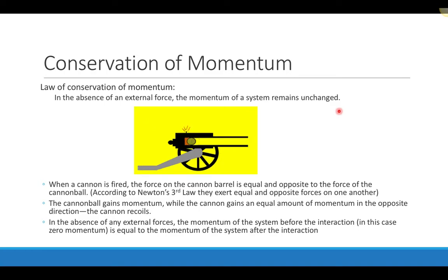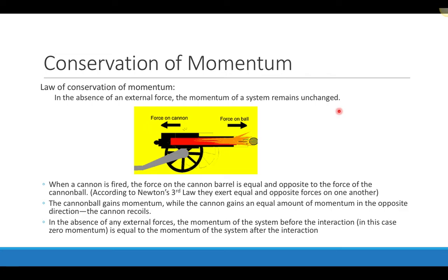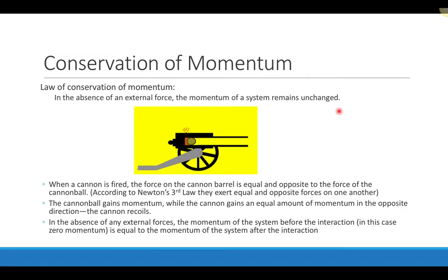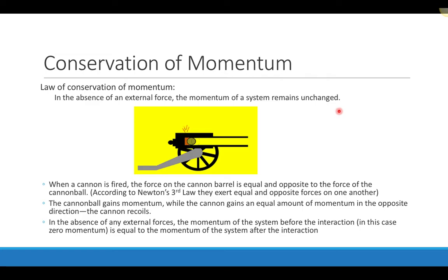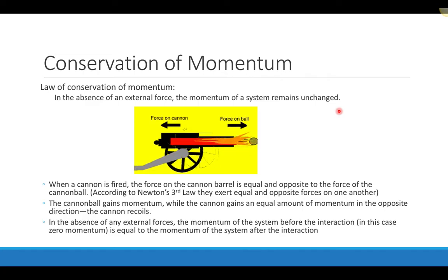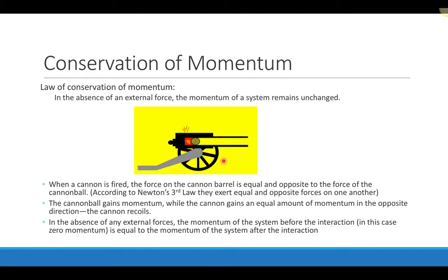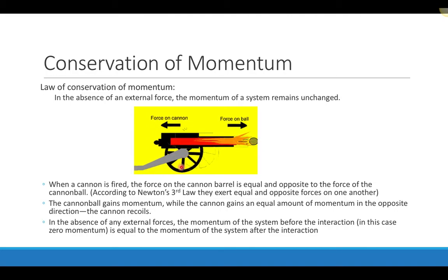And so what we're saying is that if we have a system of objects that are interacting with one another, but they're not interacting externally with anything else in the environment, then the total momentum of that system is going to remain unchanged. So here's an example of one of those situations. So I have a cannon and a cannonball, and that's on a frictionless surface.